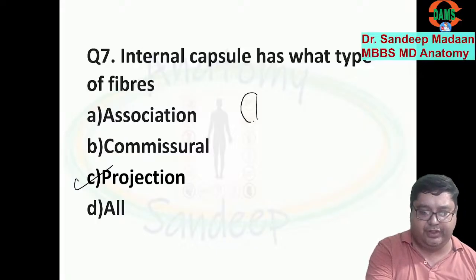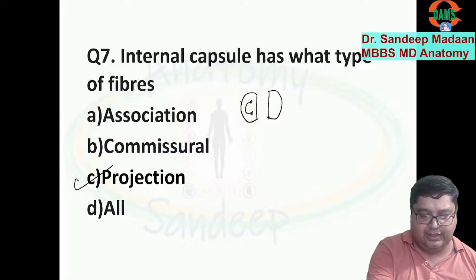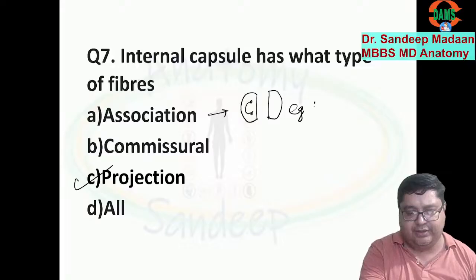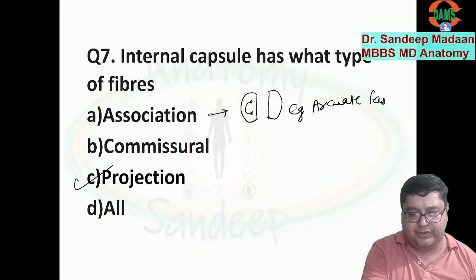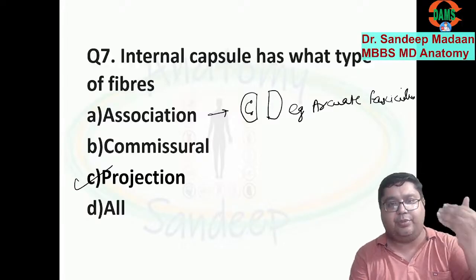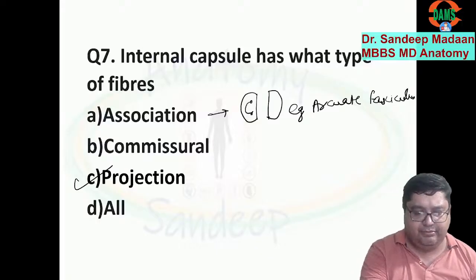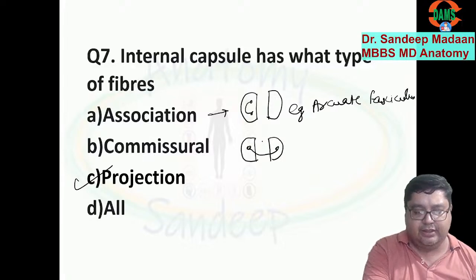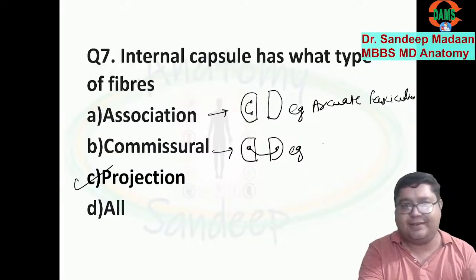Because association fiber is the one which is connecting two areas in the same hemisphere. That will be association fiber, and one example is the arcuate fasciculus, which connects Wernicke's to Broca's within the same hemisphere. But if we have two areas in different hemispheres and they are getting connected, that will be commissural. For example, corpus callosum.